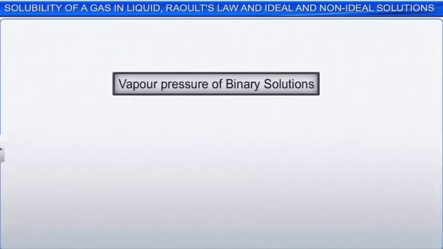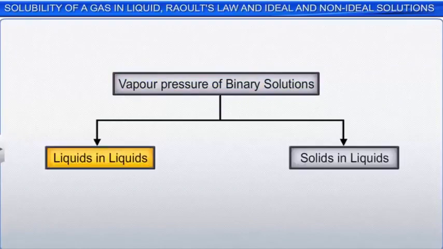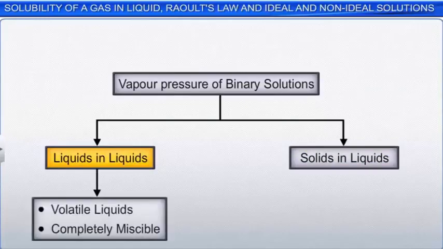Let us now discuss the vapor pressure of binary solutions. We shall discuss the vapor pressure of liquids in liquids and solids in liquids. First, we will discuss a binary solution of 2 volatile liquids, 1 and 2, that are completely miscible in all proportions.